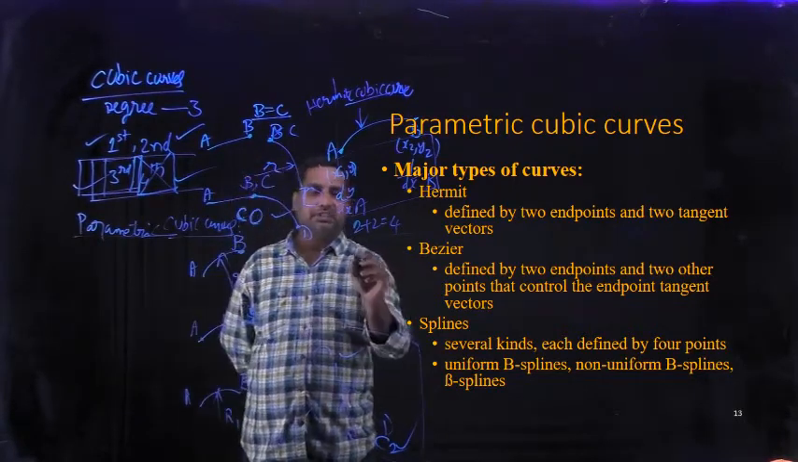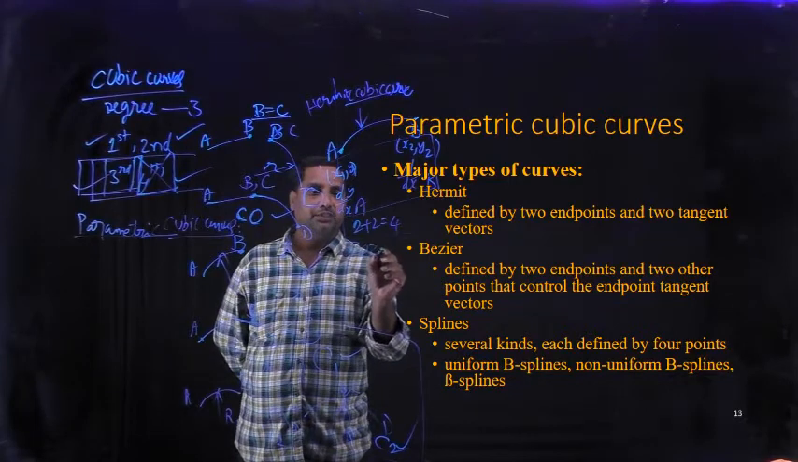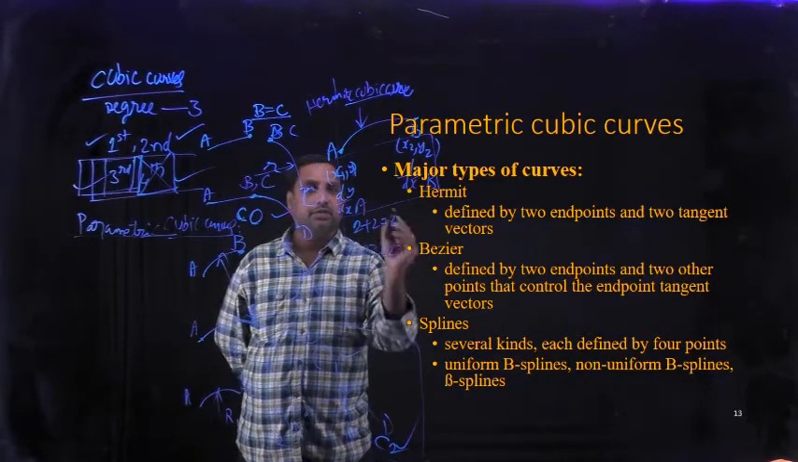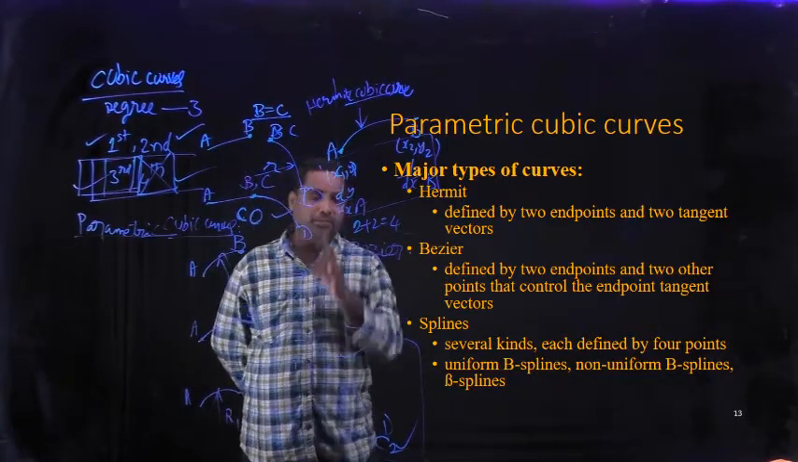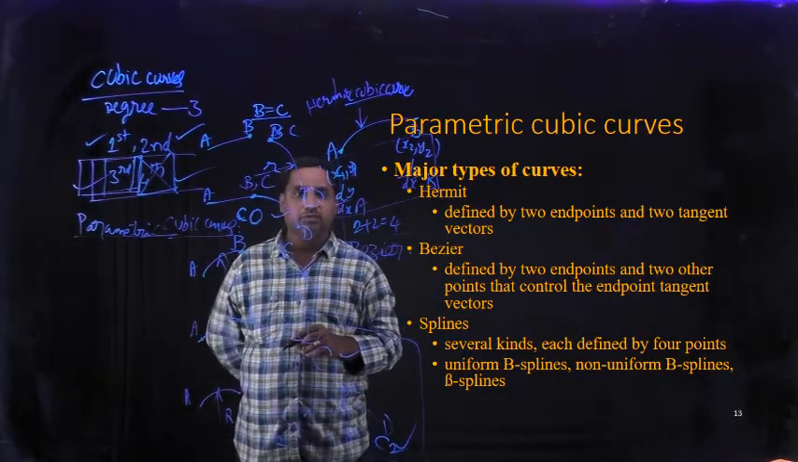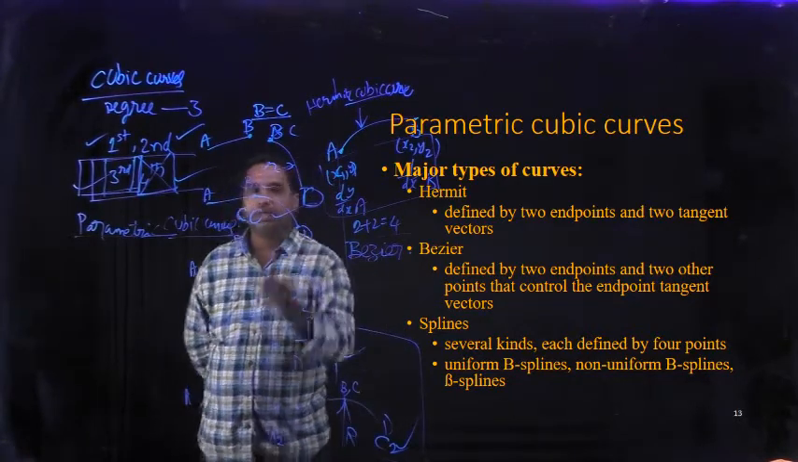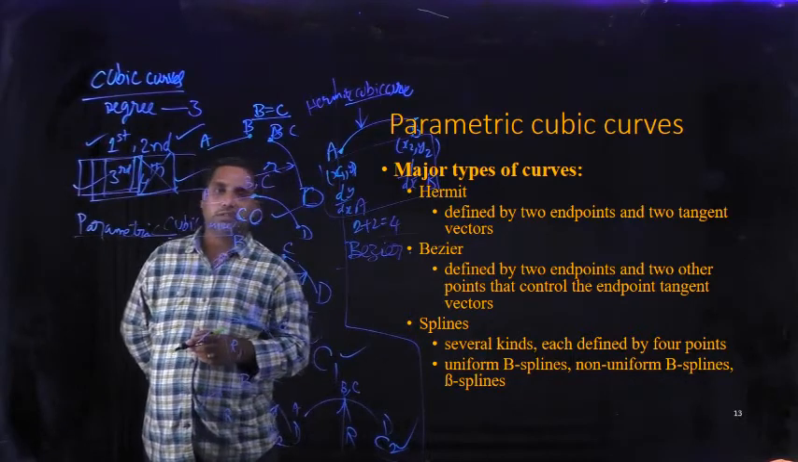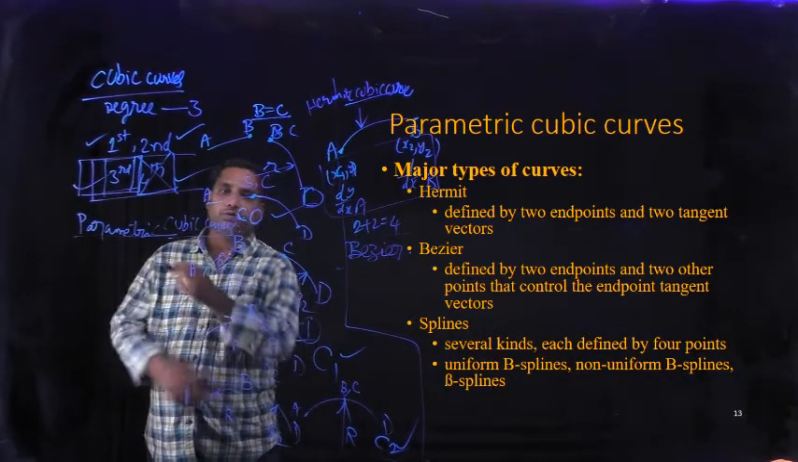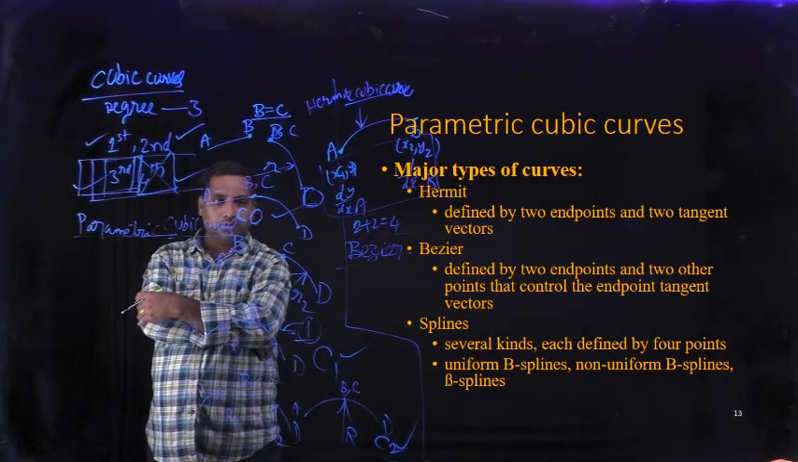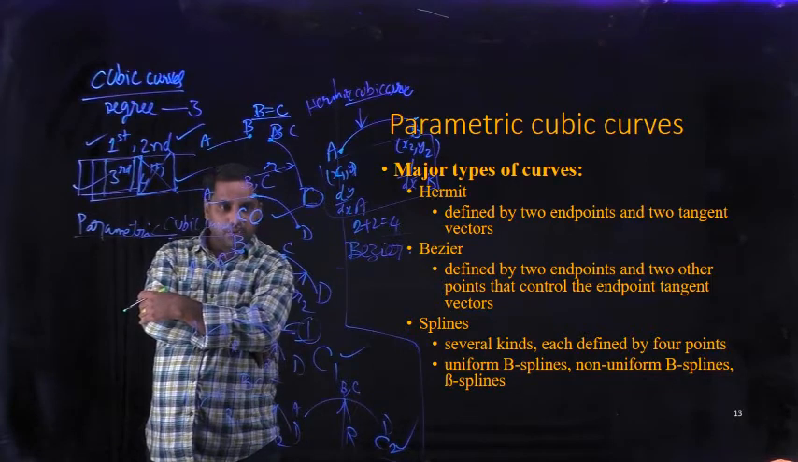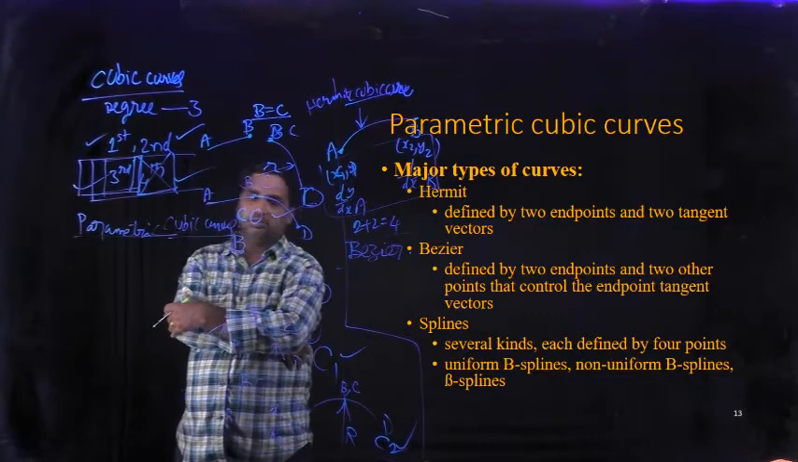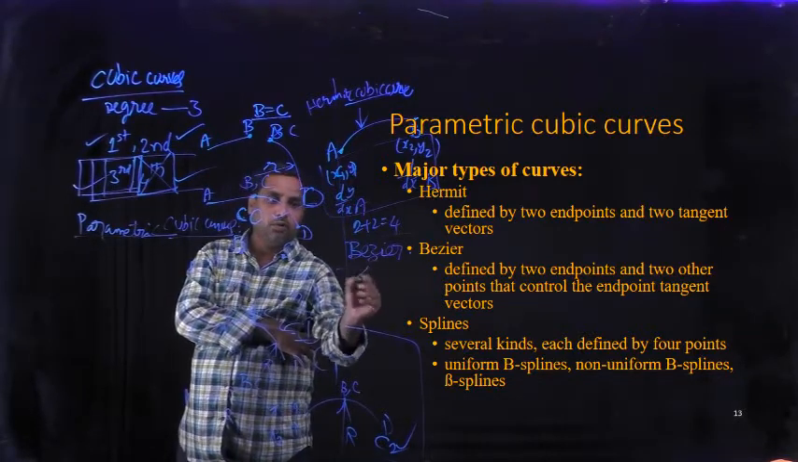Next, another curve is the Bezier curve. Next one is parametric representation. For this one also we require, depending upon the degree of the curve, degree plus 1 conditions. That is what he explained there. Listen carefully, read out the Bezier curve definition. It is defined by 2 endpoints and 2 other points that control the endpoint tangent vectors. That means it also requires 4 boundary conditions.